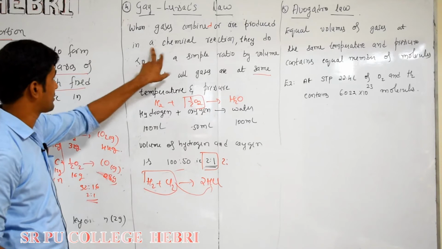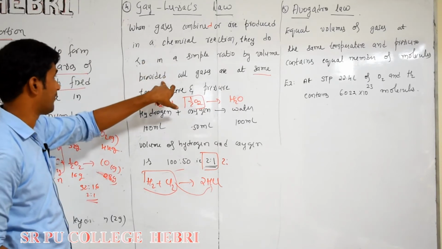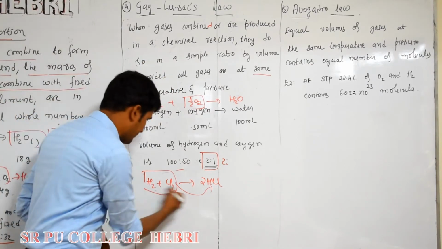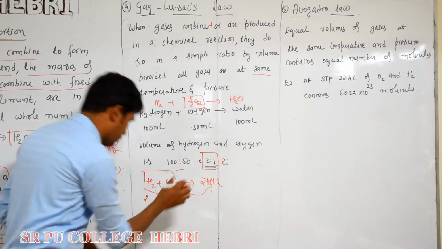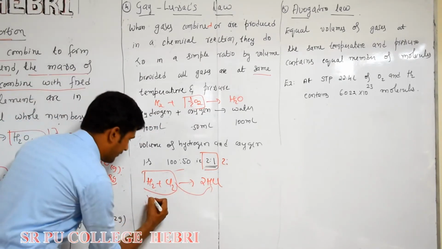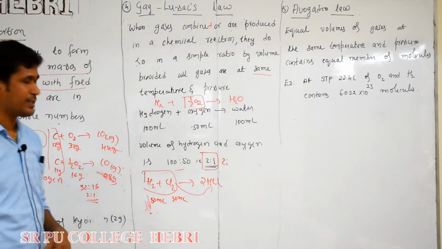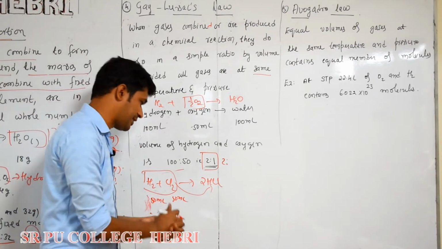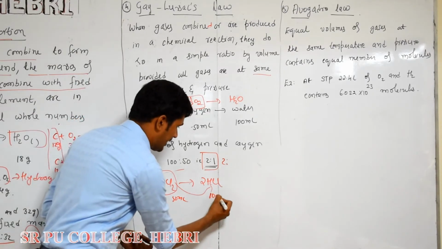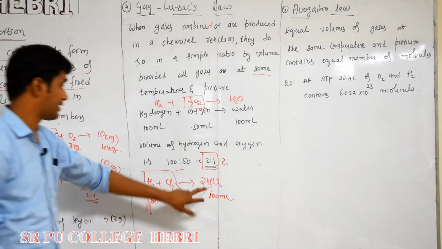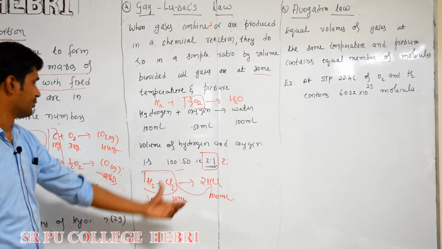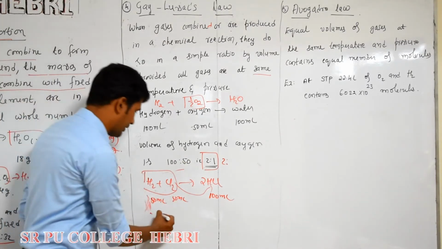So what it says, they do so in a simple ratio by volume. Now there exists a simple ratio between the volume of these two gases. For example, if I take 50 ml of H2, I have to take 50 ml of Cl2 also. So 50 ml of H2 and 50 ml of Cl2 produces 100 ml of HCl. Why? This is 1, this is 1, this is 2. So now there is a ratio 1:1.